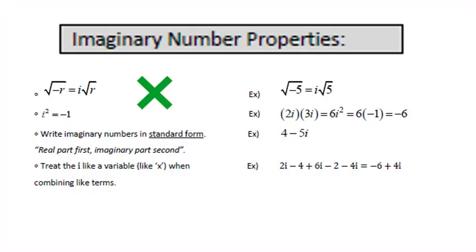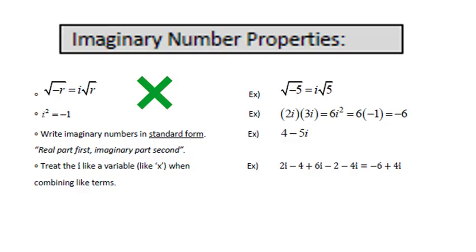Okay, this one right here, second example. 2 times 3 is what? 6. And i times i is what? i squared. What's another name for i squared? Negative 1. So 6 times negative 1 is negative 6.